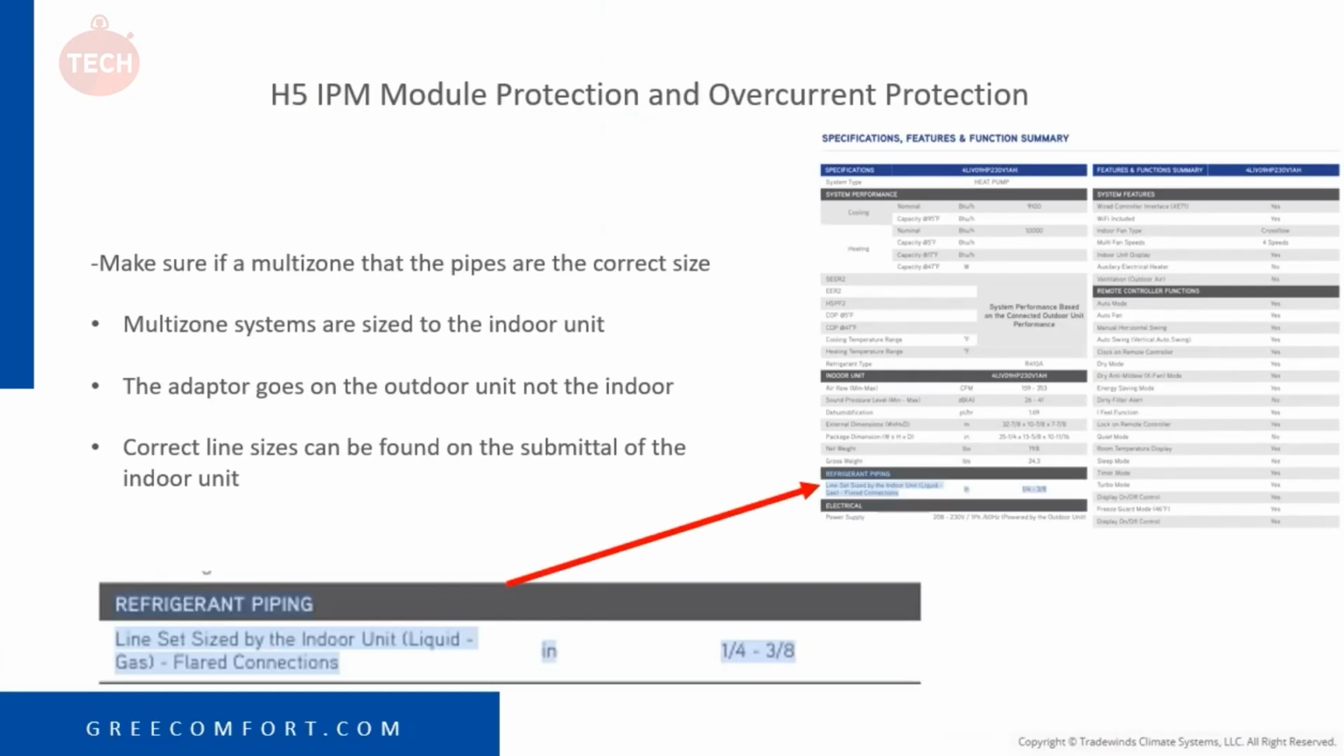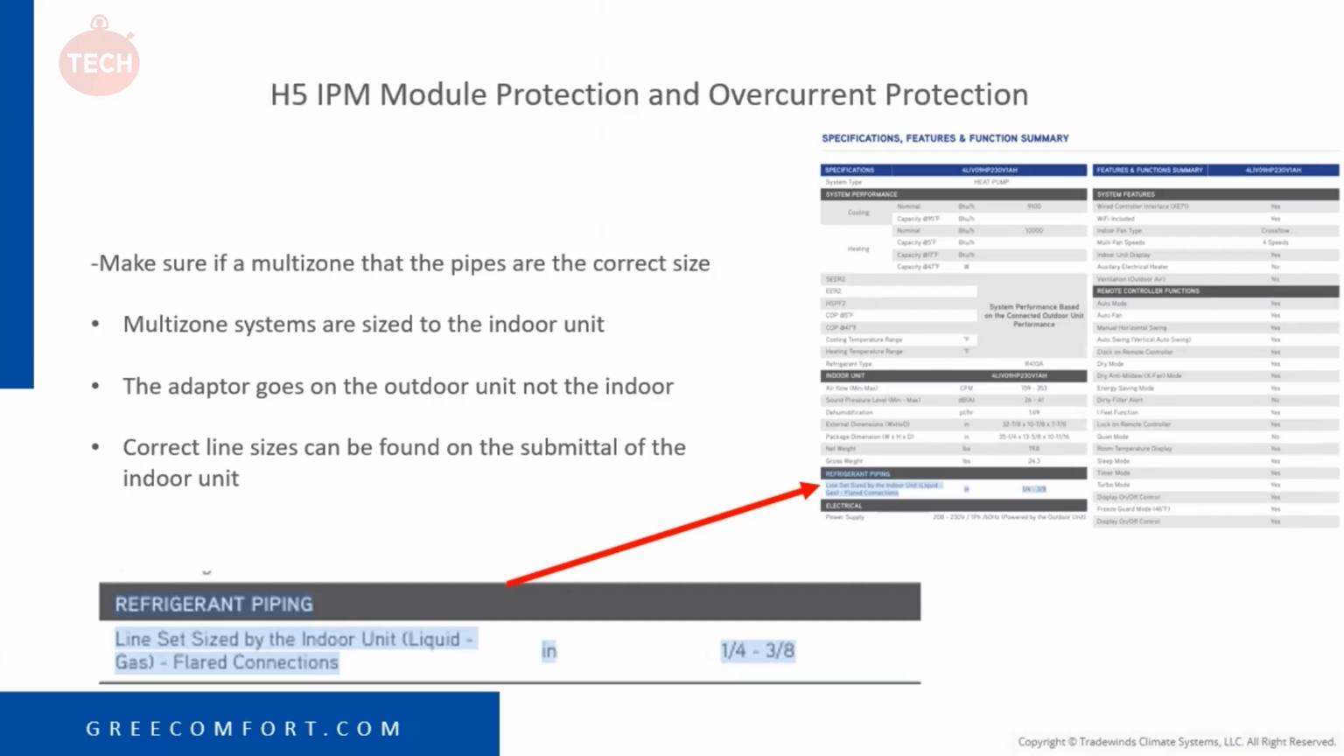Another thing to consider is, make sure if it's a multi-zone that the pipes are the correct size. I mean, you could even do it with a single zone, but you would have to have adapters. But on a multi-zone, something to remember is they are sized according to whatever the indoor unit calls for, and the adapter would go on the outdoor unit. You would increase the line size all the way to the indoor head.